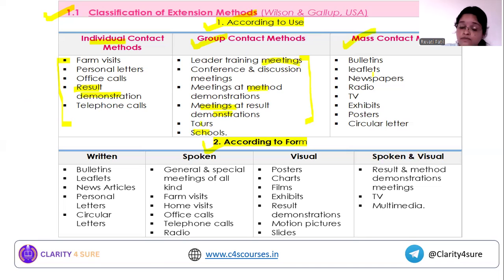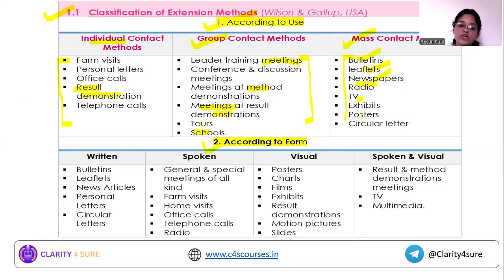And when we want to communicate our message to more than 30 people, like hundreds and thousands of people at the same time, then we are going to choose mass contact methods. The methods or devices like bulletins, leaflet, newspaper, radio, TV, exhibit, posters are mass contact methods.